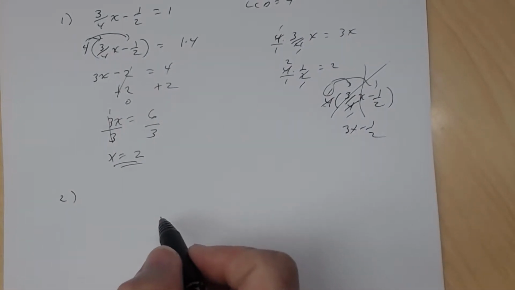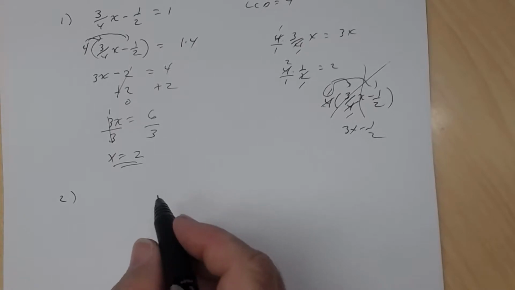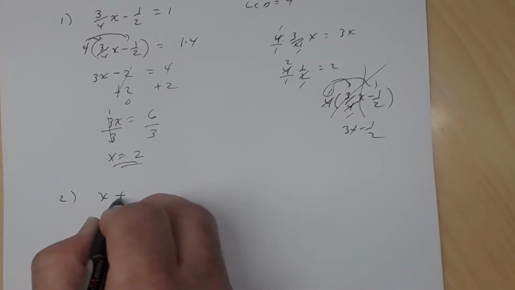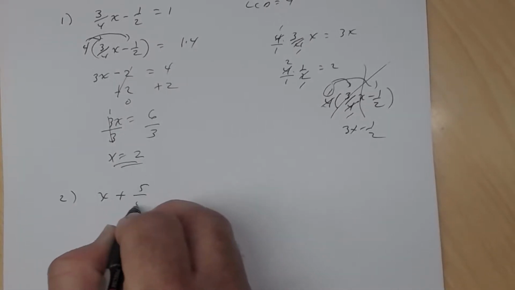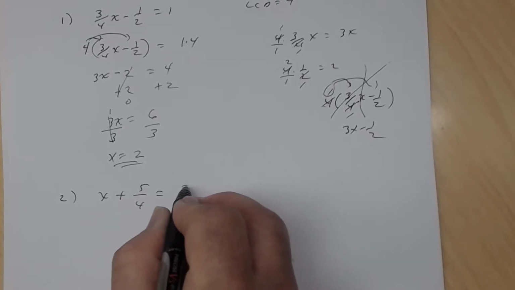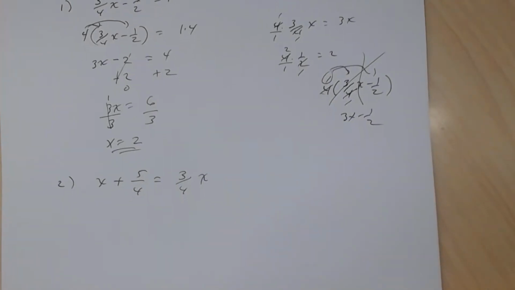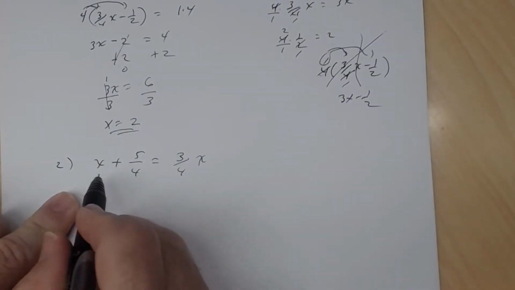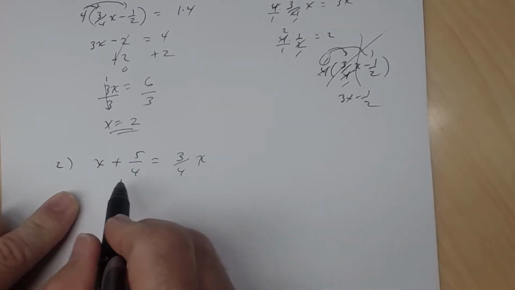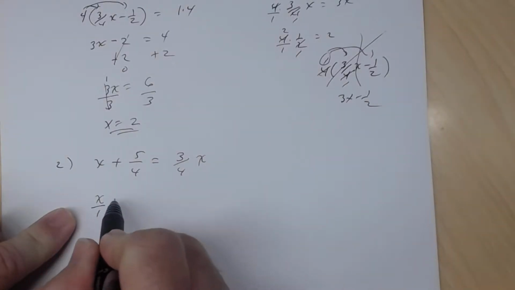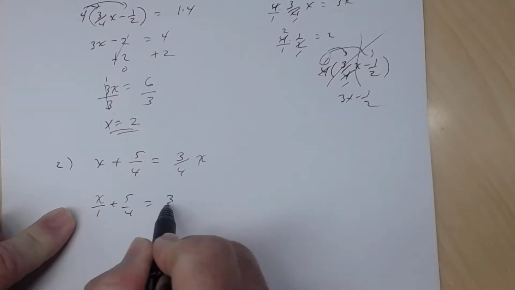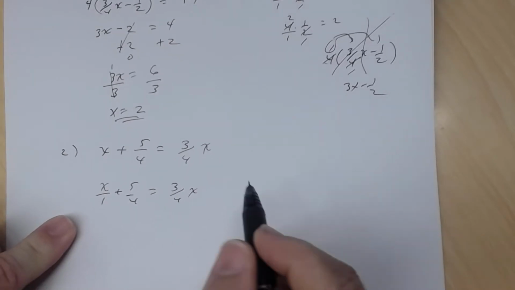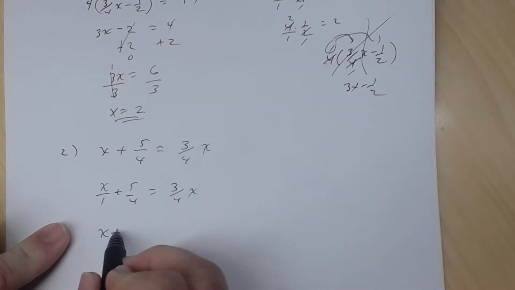All right, number 2. Suppose we had x plus 5/4 equals 3/4 x. So x plus 5/4 equals 3/4 x. Again, I have parentheses on both sides, and I have three terms again. This term can be written as x over 1. In your mind, that's what you would see, but I'm going to go ahead and leave it as this.